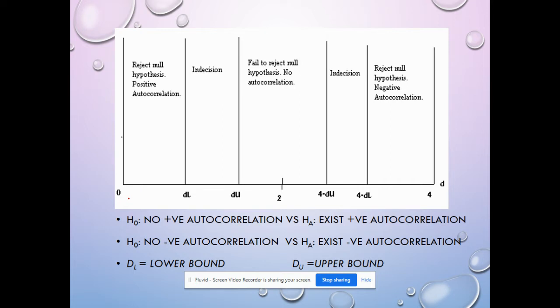So as I said just now, the value of D is actually from 0 to 4, right? From 0 to 4, and you have this DL and DU. You can always draw this so-called figure or graph to know whether your calculated value belongs here, or here, or here. Which region does it belong to? So it's the lower bound and the upper bound, the DL and the DU. All right. If it's somewhere here, it means no autocorrelation. If it's somewhere here, indecision, this is where the test is questionable. But if you are here, then you have either positive autocorrelation or negative autocorrelation.